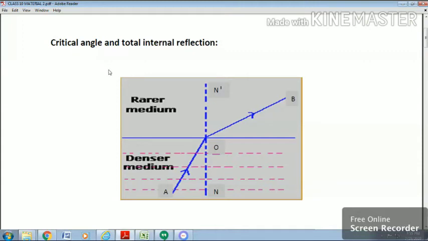As you can see in this diagram, a ray of light is passing from a denser medium to the rarer medium. Whenever a ray of light travels from denser medium to rarer medium, it bends away from the normal. Here the normal is N N dash, and angle I is angle AON. Here it is a refracted ray, so the ray of refraction is away from the normal. Hence angle R is N dash OB, which is bent away from the normal.